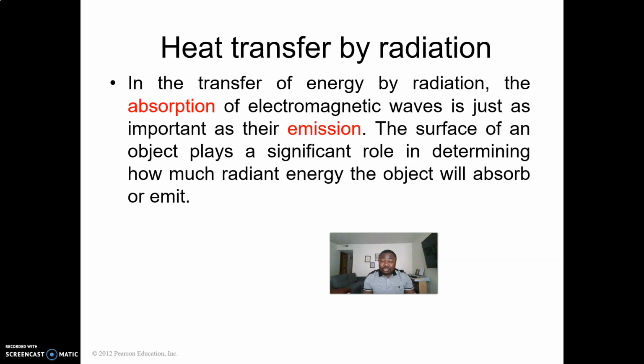Now, for example, let's assume that the surface of the object was black. In that case, because it's black and we generally know that black surfaces are very good absorbers, it's going to absorb more of the radiant heat, and as a result it's going to become warm or heated up. Now assume the object was a white object or a very shiny object.